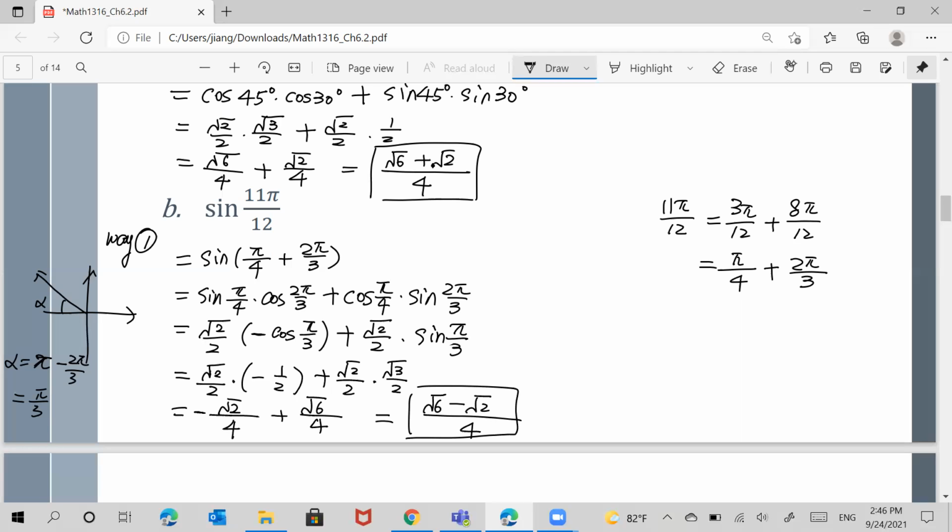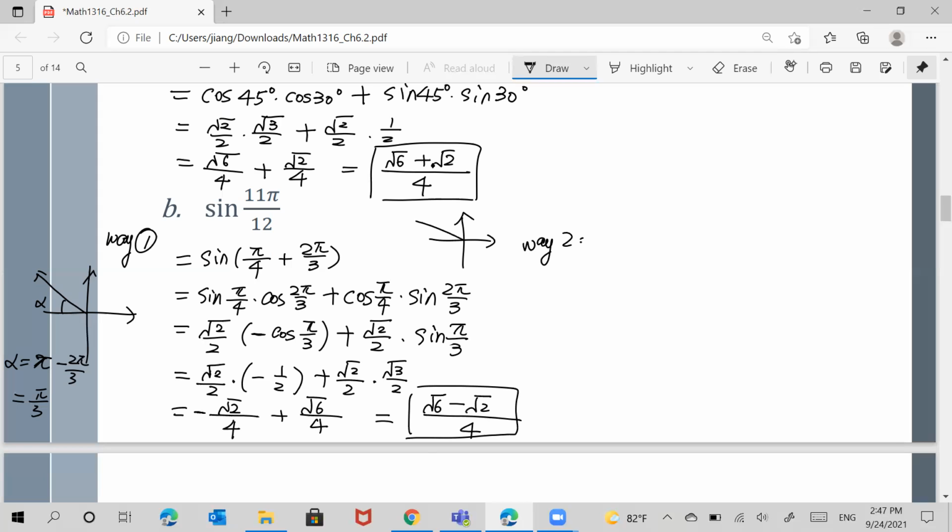Actually, we have another way to solve this one. So way two. If we use a reference angle, so if I draw the graph here, 11 pi over 12 is the angle from the initial side going all the way counterclockwise. I got here. What is the reference angle for 11 pi over 12? So I can use pi. From here to here is pi. Pi minus 11 pi over 12. That means the reference angle alpha equals pi minus 11 pi over 12. That's pi over 12. Remember that pi over 12 is 15 degrees.